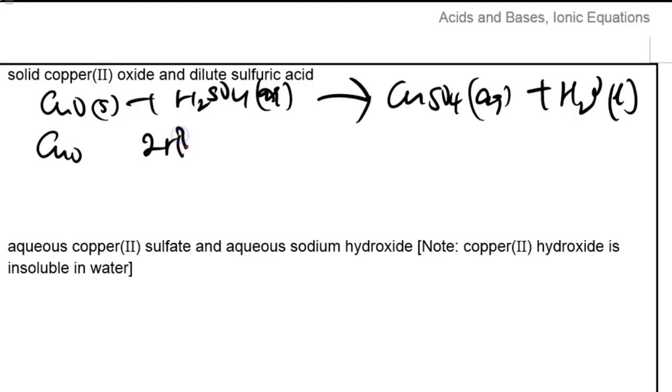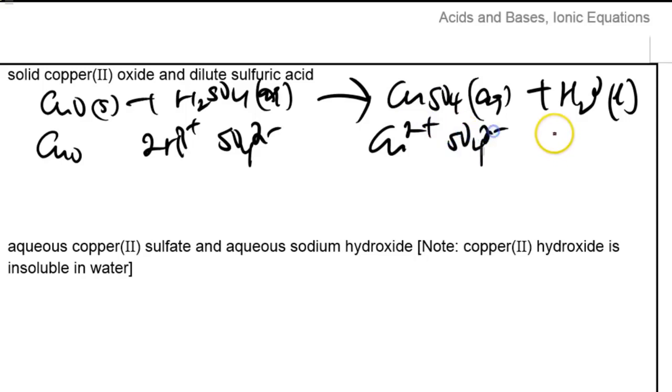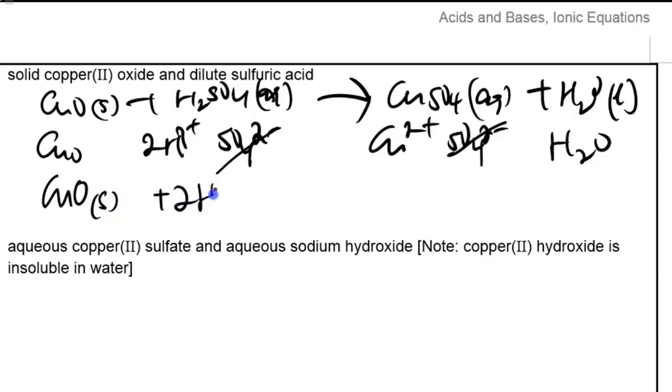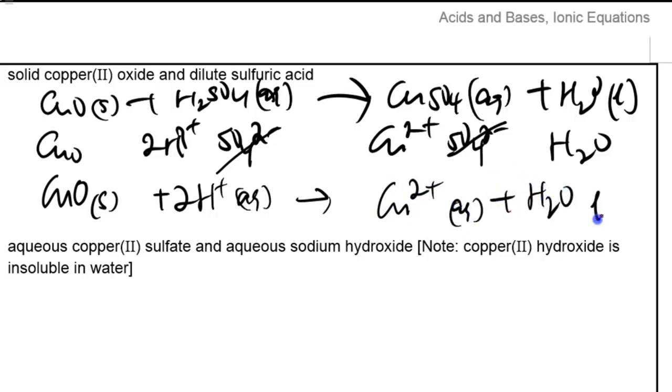This is the acid. This is the salt. And this is water. Do we have any like ions to cancel on each side? Yes, we have only our sulfate ions here. And that's it. So if we write this down again, we have CuO solid plus 2H plus aqueous, giving us copper 2 plus aqueous and water liquid. So this is the ion equation for the acid and metal oxide reaction.